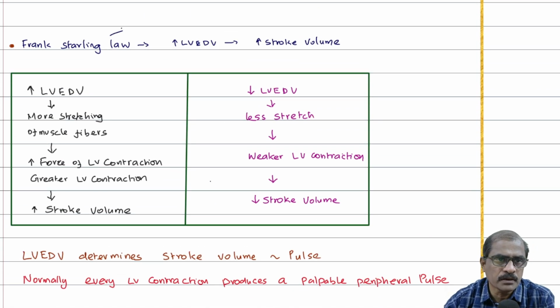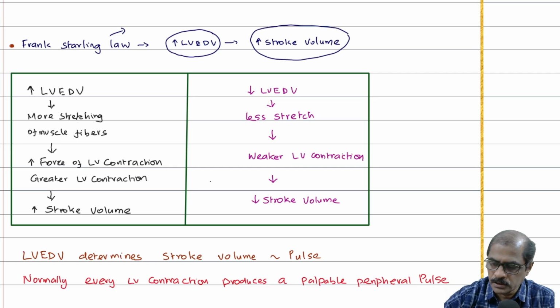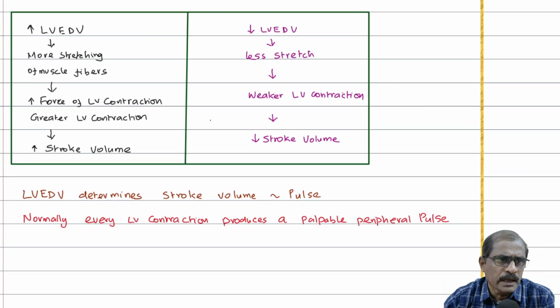Frank-Starling's law says that the force of LV contraction depends upon the length of muscle fiber at the end of diastole. In other words, if you increase the left ventricular end diastolic volume, the stroke volume also increases. I can explain it in a better way. Increase in the left ventricular end diastolic volume leads to more stretching of muscle fibers, which increases the force of LV contraction and leads to greater LV contraction, which increases the stroke volume.